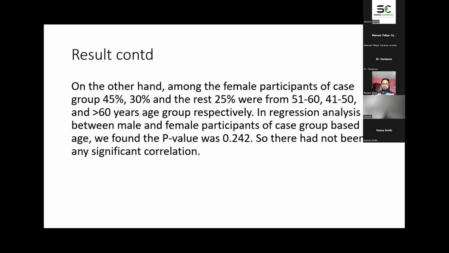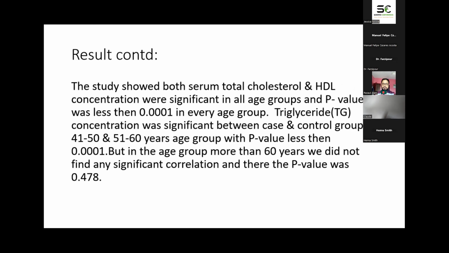The study showed both the serum total cholesterol and HDL concentrations are significant in all the age groups, and the p-value was less than 0.001 in every age group. Whereas the triglyceride concentration was significant between the case and the control group in 41 to 50 and 51 to 60 years age group, where the p-value is less than 0.001.